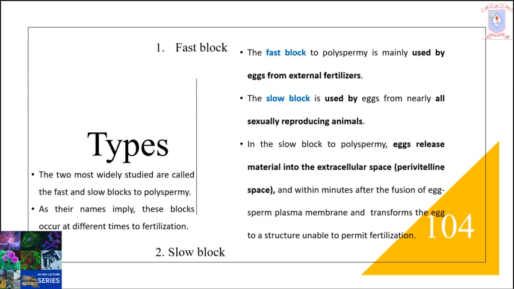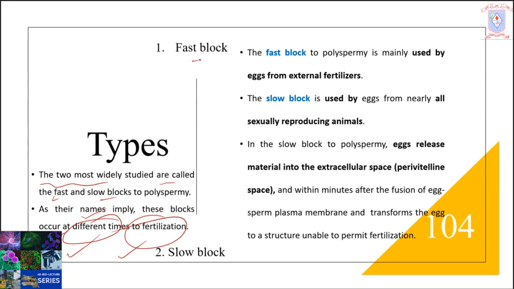And we are discussing the types of prevention of polyspermy, and the two most widely studied are called the fast block and slow block to polyspermy. As their names imply, these blocks occur at different times after fertilization. One is very fast and one is comparatively slow. So first we are discussing the fast block.